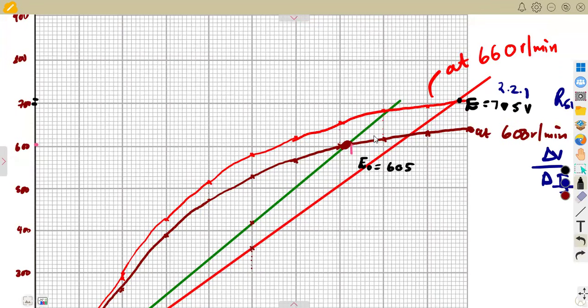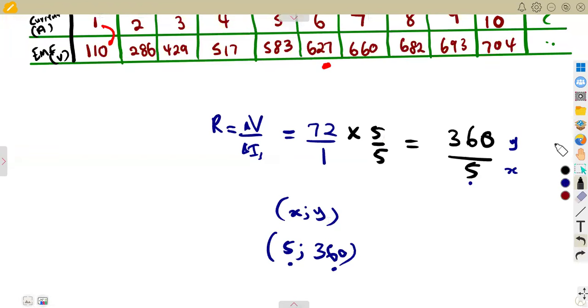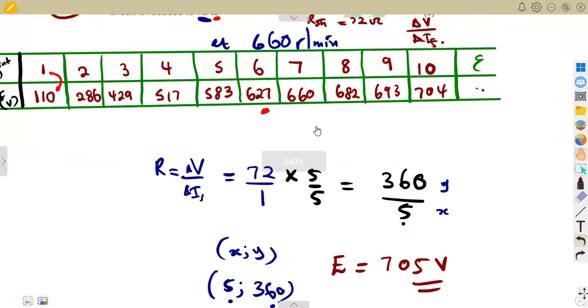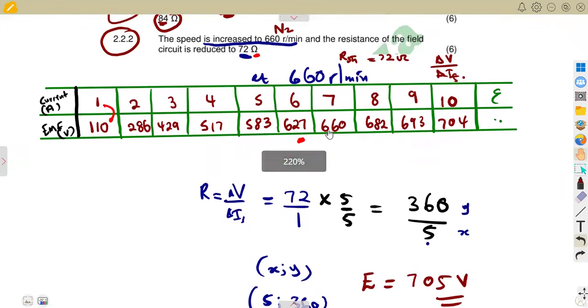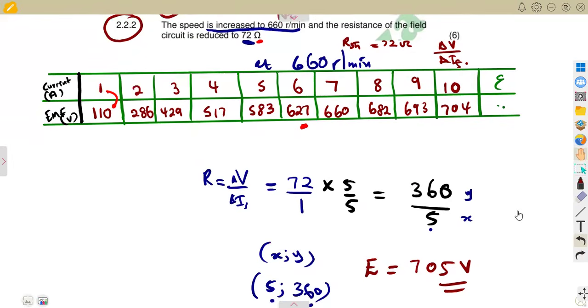So guys, this is the idea. Meaning to say at this voltage of 705 volts, we are having the speed where we have the no load in this case, just like what we had at no load. But this is when the speed has increased and the resistance was reduced to 72. You still use the same consideration or the same applications in the same way that you were working with.